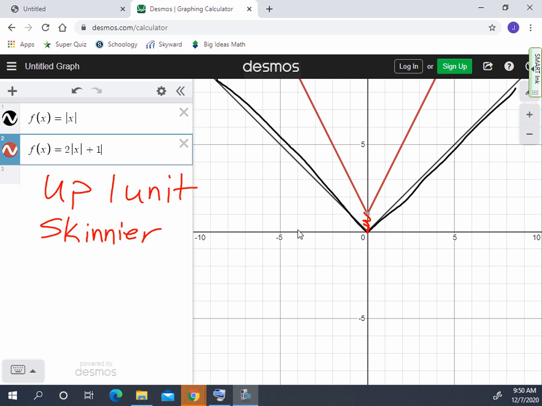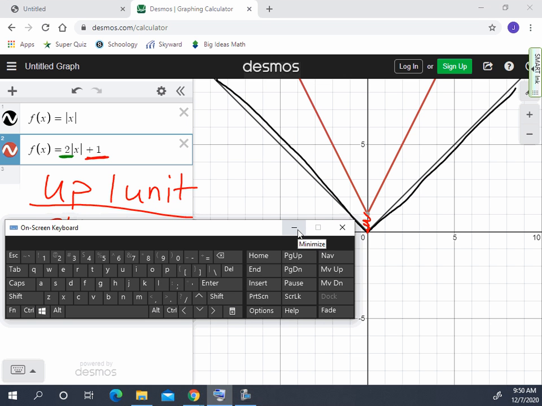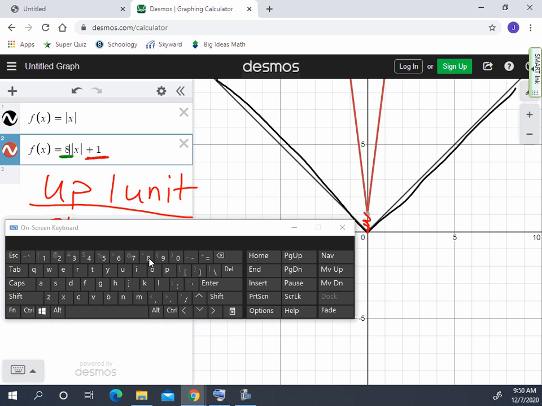Okay. Well, let's look. What made it go up 1 unit? It was our plus 1. What made it skinnier? Well, the only thing left with our new function is this being multiplied by 2. So, it's being multiplied by 2, that must make it skinnier. What happens if I make it a bigger number? Just messing around, what happens if I make it like 8?